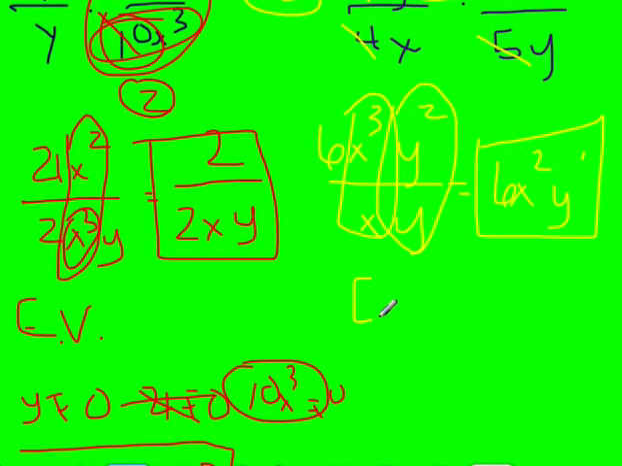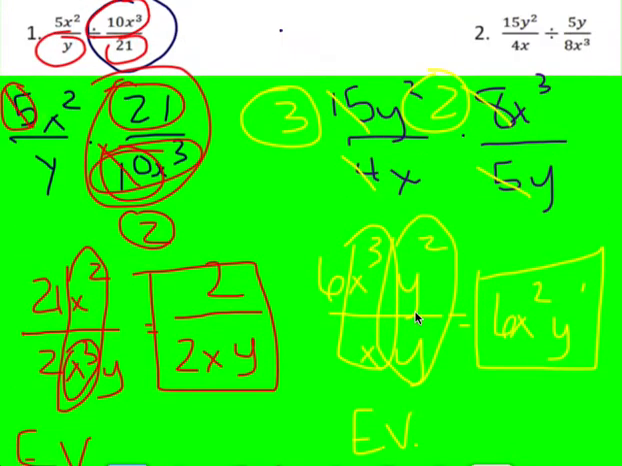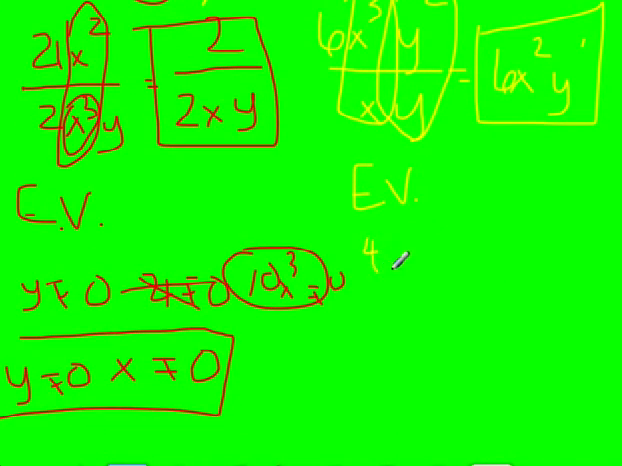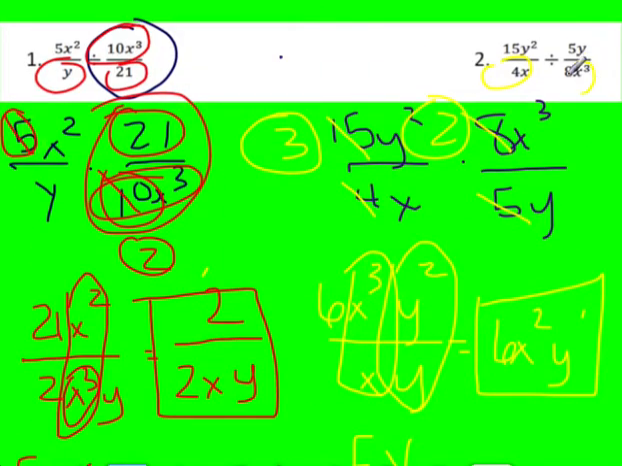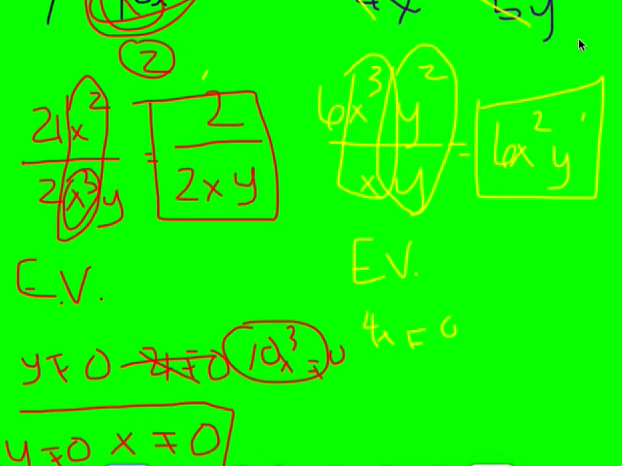So now we need to calculate our excluded values. Now when we do that, we need to take our original bottom of the first fraction, which is 4x, so 4x cannot equal 0, our original bottom, and our original top of the second fraction. So also 8x cubed cannot equal 0, and 5y cannot equal 0.